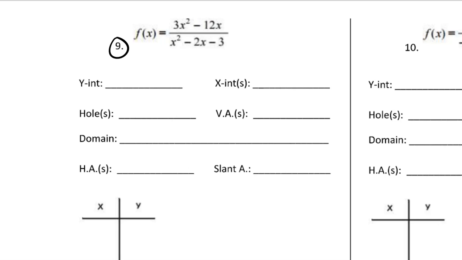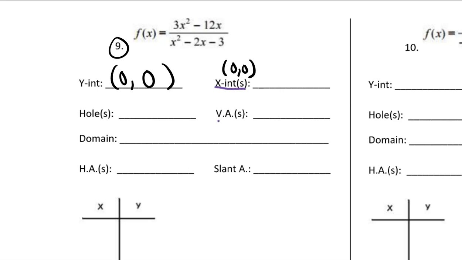Okay, so question 9. If I want to know y-intercepts, the thing that I have to know to be able to do that is to plug in 0 for x and solve. So you get 0 minus 0 over 0 minus 0 minus 3, and 0 divided by negative 3 is 0. Now, technically the origin's not just a y-intercept, it's also an x-intercept. So I know that's going to be over there as well.